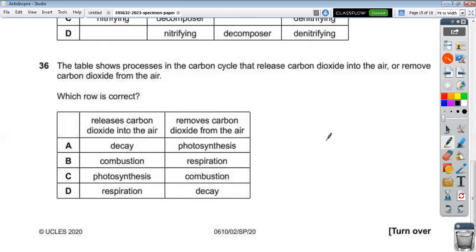Which process is there? Release carbon dioxide. Let's be quick. There are 2 processes there. Which ones are correct? Releases carbon dioxide into the atmosphere. There might be 3. Which ones? Combustion releases carbon dioxide. Respiration releases carbon dioxide. Decaying releases carbon dioxide.